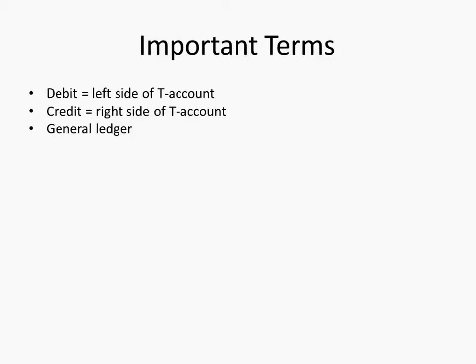These are the trial balance numbers, okay? So when you think T account, think general ledger, okay? Hope that clarifies the ledger versus journal, okay?